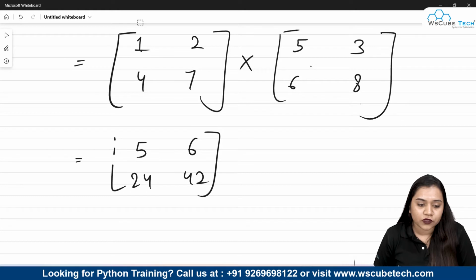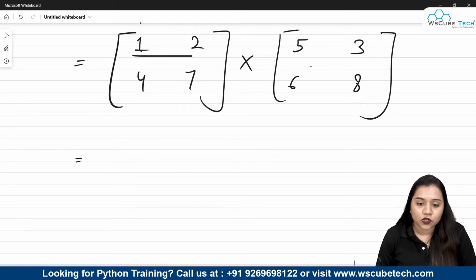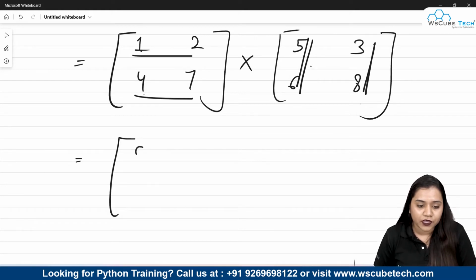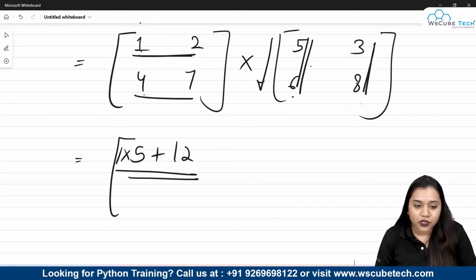The actual matrix multiplication happens in this way: we multiply the first row with the first column, and again the same row with the next column, then the next row with the first column, then the same row with the next column. So we write 1 multiplied by 5 plus 2 multiplied by 6, that is the first row and first column. 2 multiplied by 6 is 12. This will be my first value. My second value would be 1 multiplied by 3 plus 2 multiplied by 8.